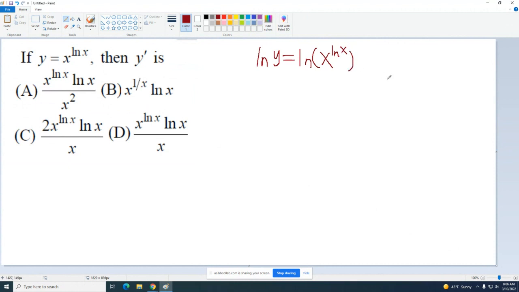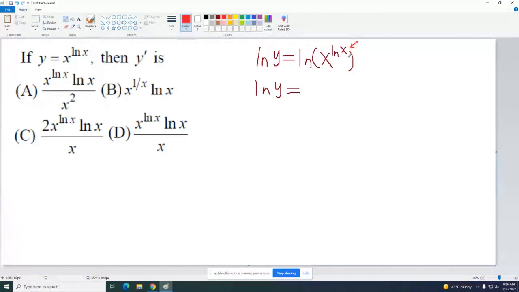So we try to change the form of the function so that it's not an exponent. We want to convert it to a multiplication. So after the change, logarithm of the y value is now equal to, this is a logarithm, but we have a power in the logarithm function.